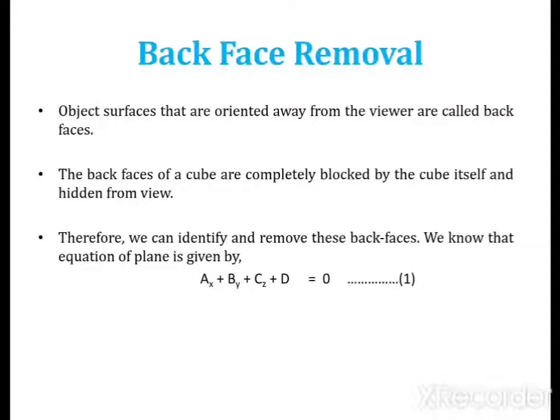So how is the equation of a plane written? Which plane are we considering? The 3D plane. For the 3D plane, the equation will be ax plus by plus cz plus d is equal to 0. Here ax is related to the x axis, by is related to the y axis, cz is related to the z axis, and d is a constant. We have marked this equation as equation number 1. This is the equation of a plane: ax plus by plus cz plus d is equal to 0.